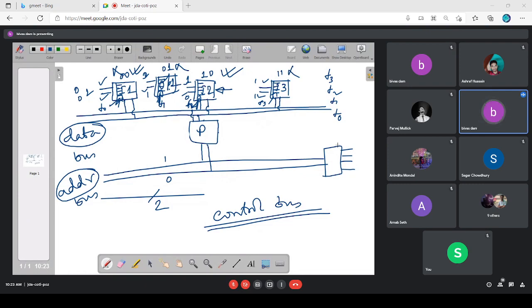Okay, if that is available, fine. So now on getting the read pulse, the input device I2 will place the data onto the data bus. So this I2 will be placing data here as well as here. Now what will happen to the other two input devices, I1 and I3? What information will you be getting here as well as here?